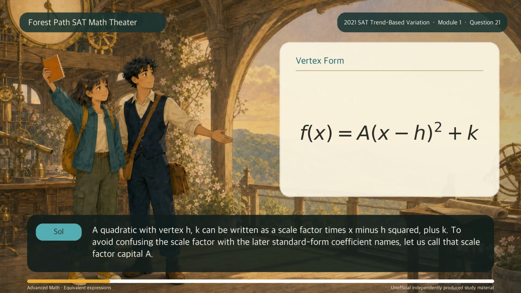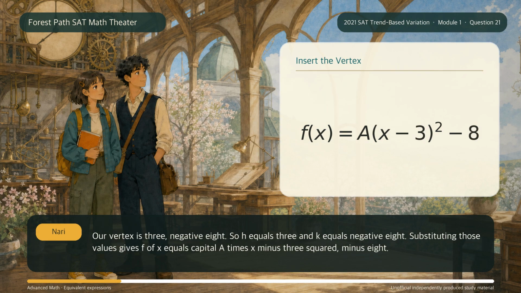A quadratic with vertex (h, k) can be written as a scale factor times (x - h)², plus k. To avoid confusing the scale factor with the later standard form coefficient names, let us call that scale factor capital A. Our vertex is (3, -8), so h equals 3 and k equals -8. Substituting those values gives f(x) = A(x - 3)² - 8.